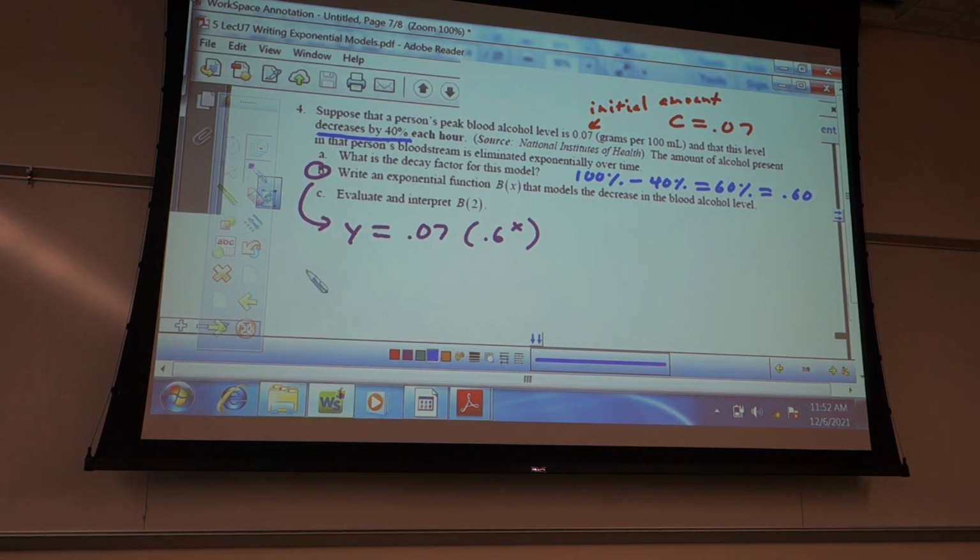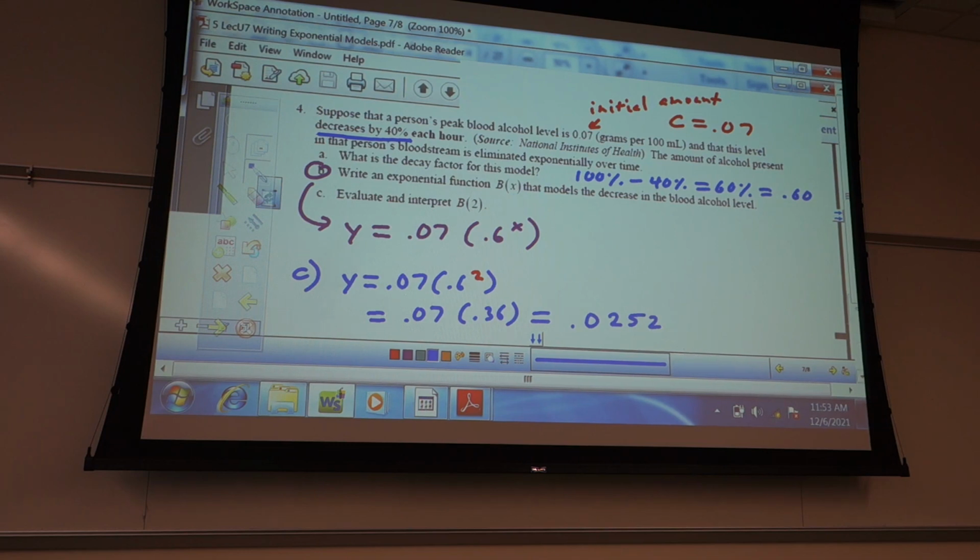So here's C, y equals 0.07 times 0.6 to the second power. Right, because it's B of 2. And what did you all get for that? So it's 0.07 times 0.6 to the second power. 0.0252. Okay, that seems reasonable.